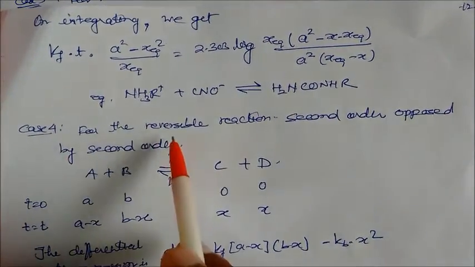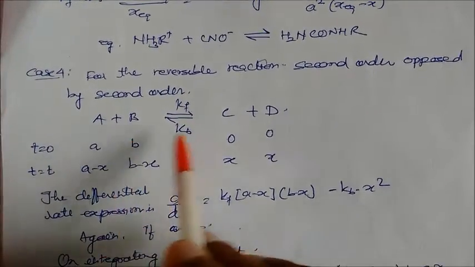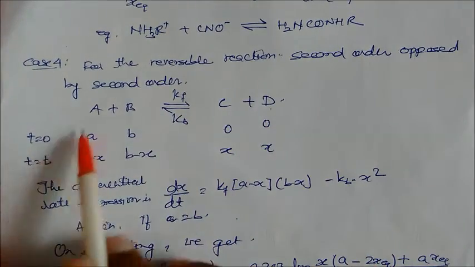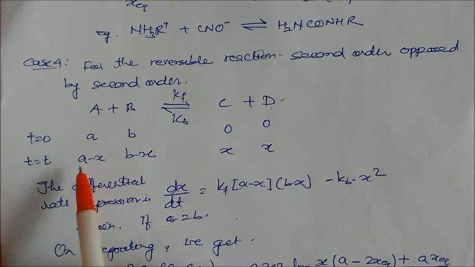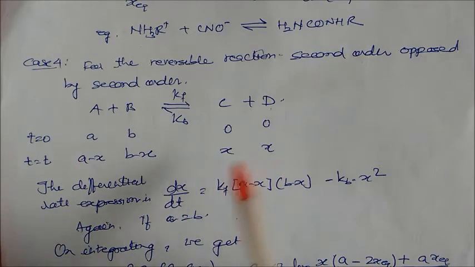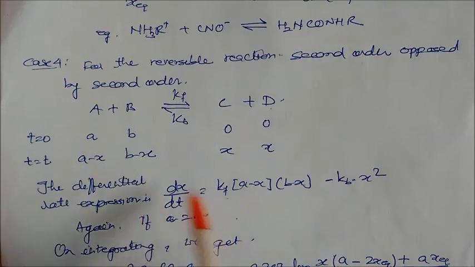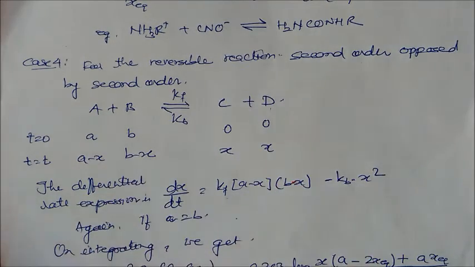Case number 4, where for the reversible reaction second order is opposed by the second order. So A plus B is giving C plus D, with Kf and Kb. Initially this will be A, B, 0, 0, and after any time t, this becomes A minus x, B minus x, x, x. So the differential rate expression will be dx by dt equal to Kf into the product of the concentrations A minus x and B minus x, minus Kb into x square.